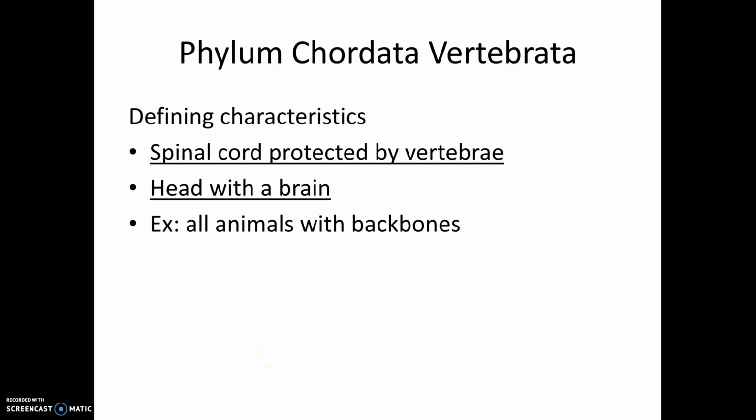Hi everyone, so we're going to start today with a new phylum. It's phylum Chordata vertebrata. This is actually going to be the last one we're talking about. It encompasses the rest of the animals that we'll be looking at here. The defining characteristics of this phylum as a whole is that we have a spinal cord that is protected by vertebrae, and there is a head with a brain in there.